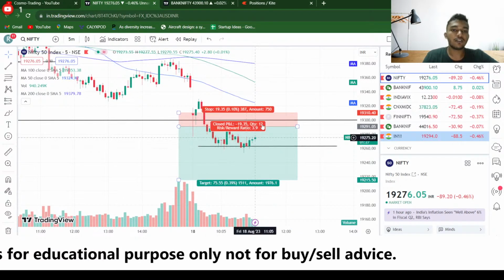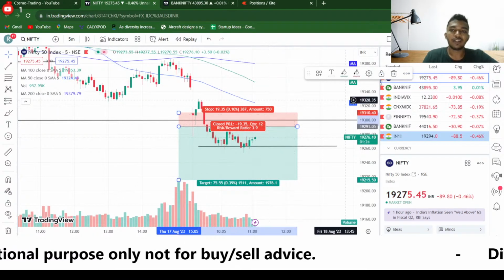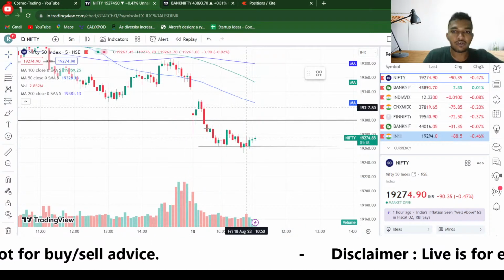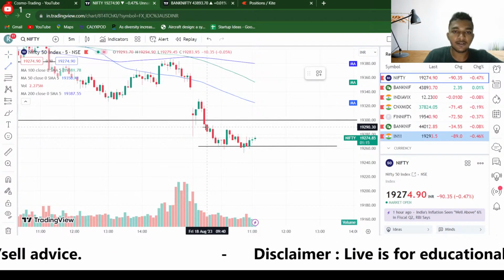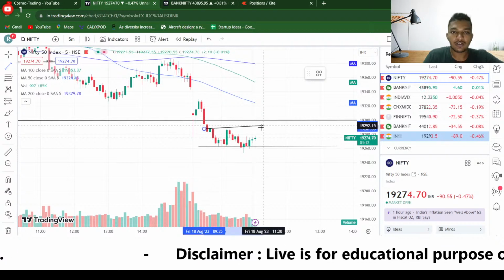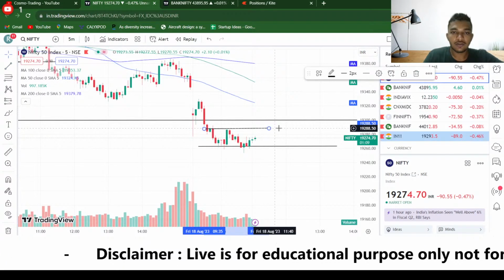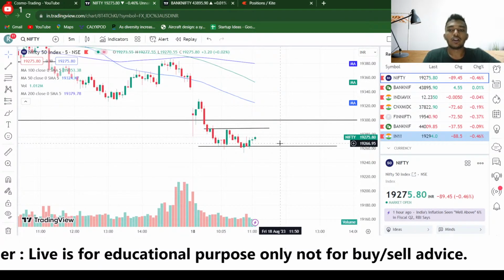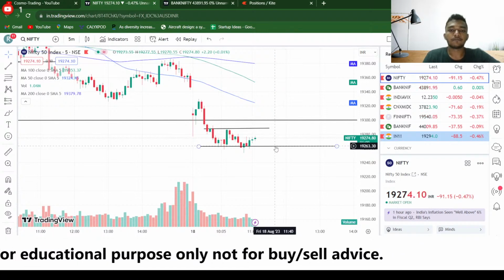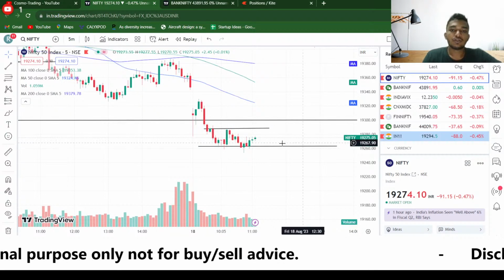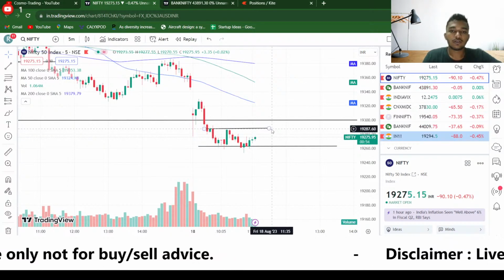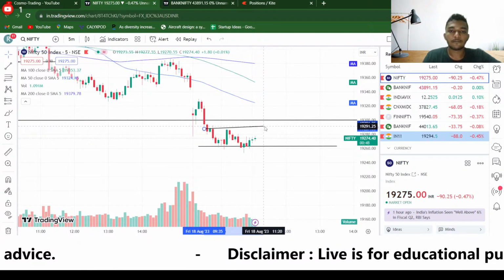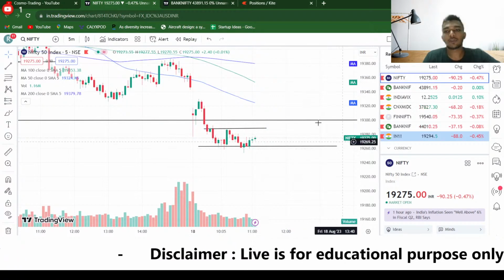So right now Nifty is in a kind of range. Let me delete this. So we will mark the Nifty range. I feel this is the Nifty's range, from 19,290 to 19,262. So this is the Nifty's range. Let us make it more accurate.